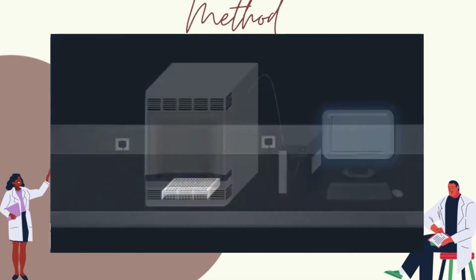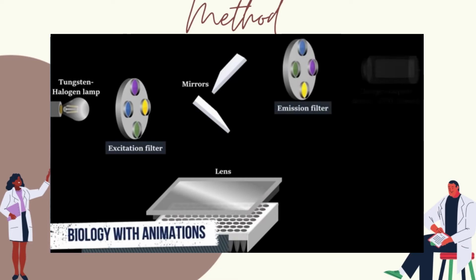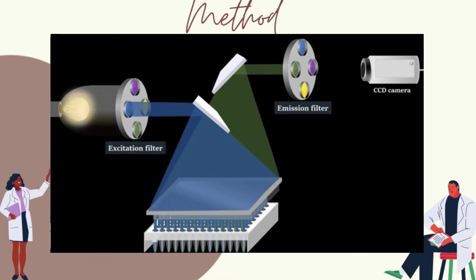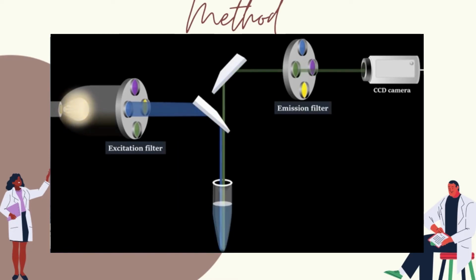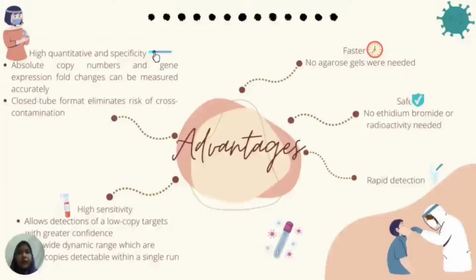This is the pathway for the measurement of fluorescence signal. In each PCR cycle, light from excited fluorophore can be detected by the CCD camera, which converts the light that is captured into digital data. This method is known as real-time PCR, which allows the monitoring of the progress of the PCR reaction as it occurs in real time. The advantages of using RT-PCR technique are: the first one is high quantitative and specificity.